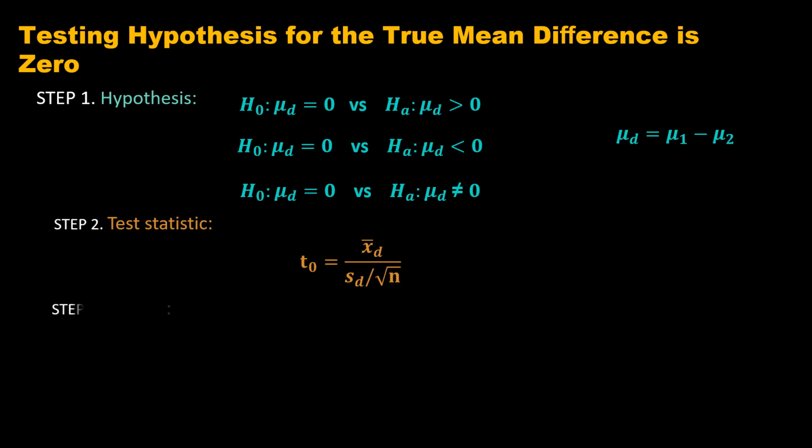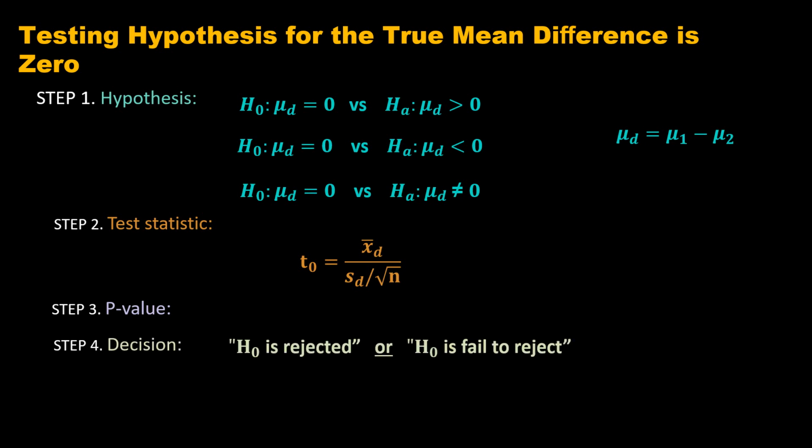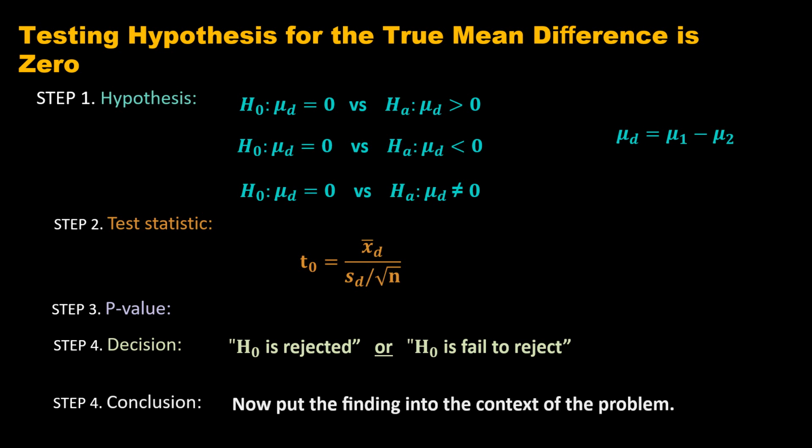Once we have the test statistic, we can find the p-value. I explained it in one of my previous videos. You can see how to find the p-value. Next, the decision: yes, H0 is rejected, or H0 fails to be rejected. So how do we check this one? We compare the alpha value and the p-value. The last one is the conclusion. Now put the finding into the context of the problem.